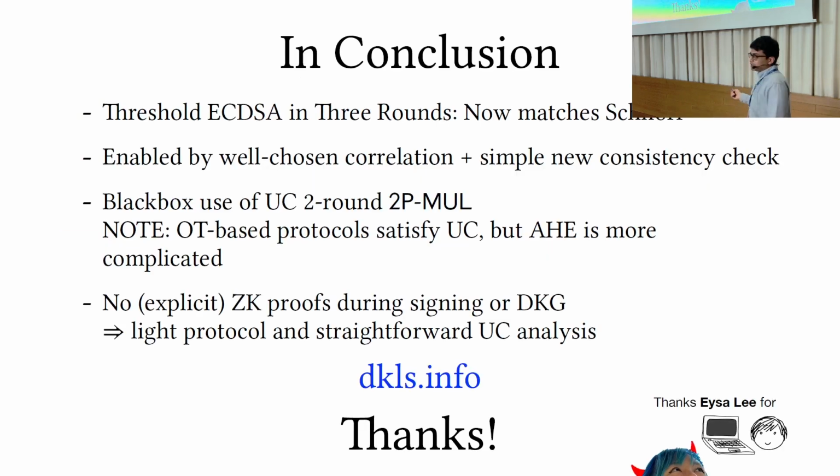In summary, we now have threshold ECDSA in 3 rounds, which matches the round complexity of the canonical Schnorr protocol. So if you have a system in which your latency is on the order of tens of milliseconds, ECDSA is going to terminate at about the same time. This is enabled by a well-chosen correlation that I spoke about and a new consistency check that we devised and analyzed. We can make use of any two-round two-party multiplication protocol to get this round complexity. Of course, with more rounds the round complexity increases, but it's still fine in terms of security. And as an interesting side effect, we don't have to make use of any zero-knowledge proofs. But take this with a grain of salt, because multiplication is slightly stronger than zero knowledge.